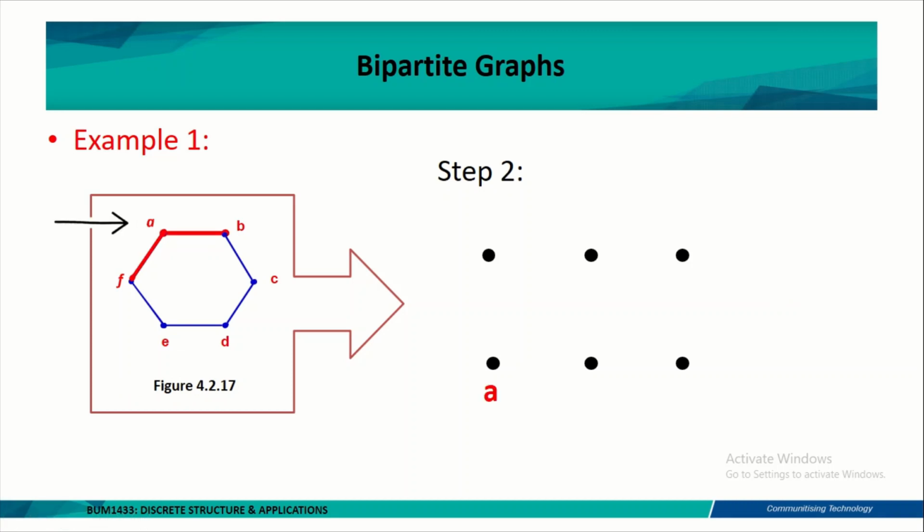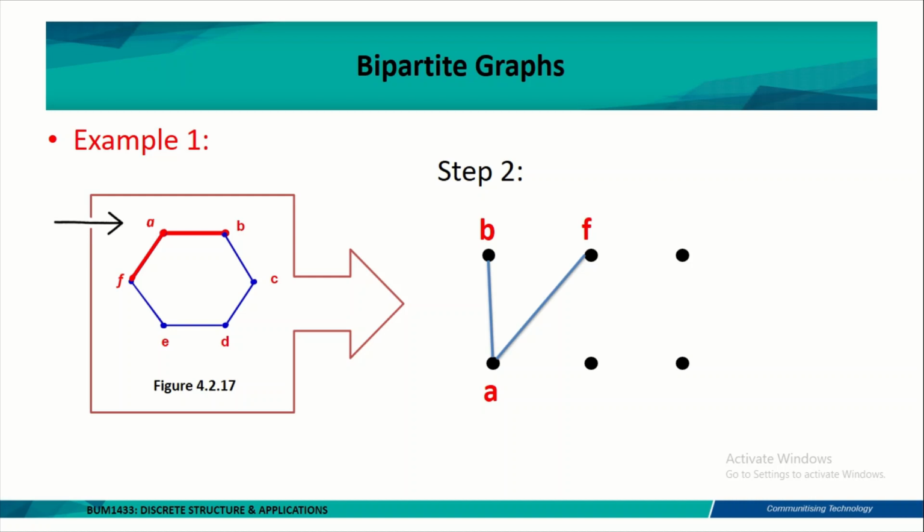After that, we focus on one point. Let's say we focus on point A first. Point A is connecting with point B and point F. So we need to write down point B and point F here. So we connect them with edges. We connect A to B and A to F. So we already have points A, B and F here.